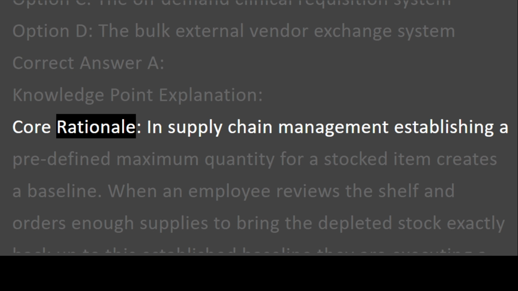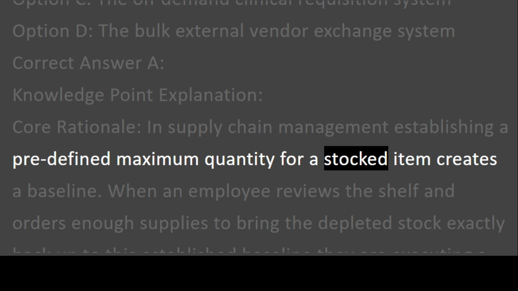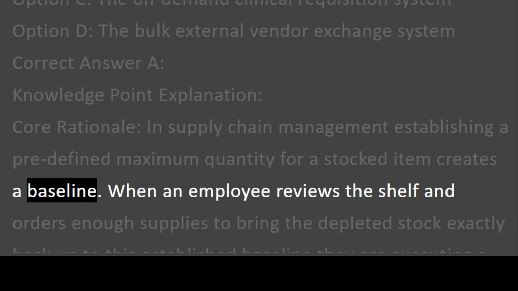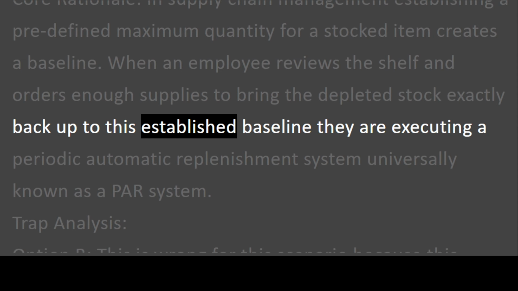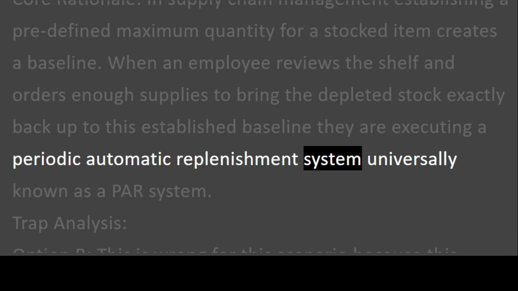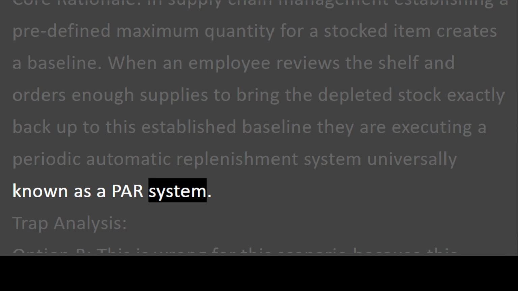Core rationale. In supply chain management, establishing a predefined maximum quantity for a stocked item creates a baseline. When an employee reviews the shelf and orders enough supplies to bring the depleted stock exactly back up to this established baseline, they are executing a periodic automatic replenishment system, universally known as a PAR system.